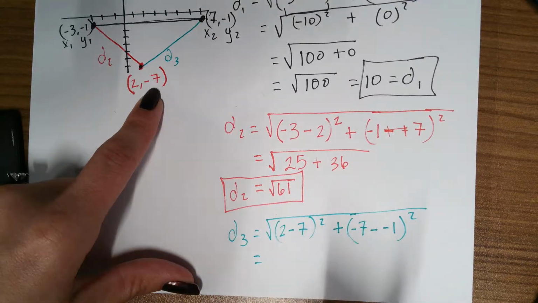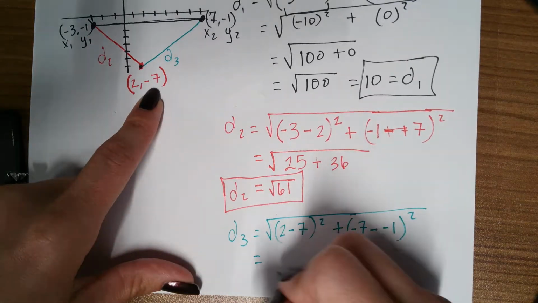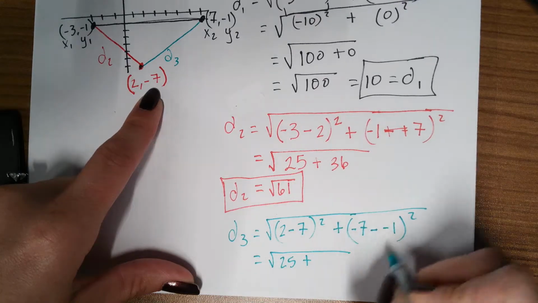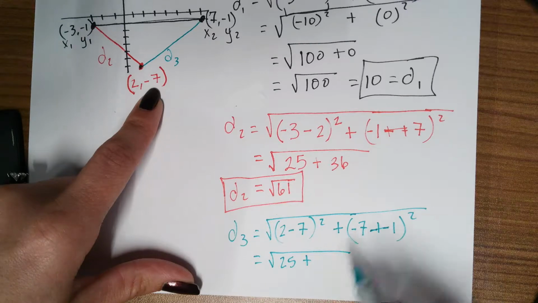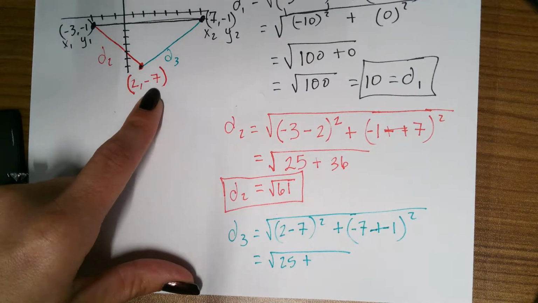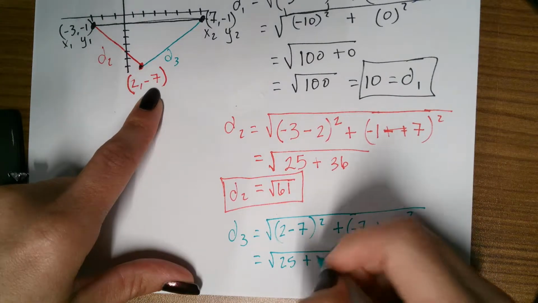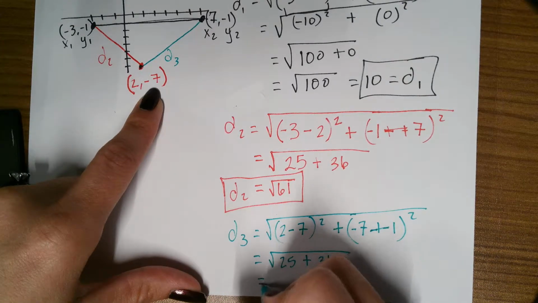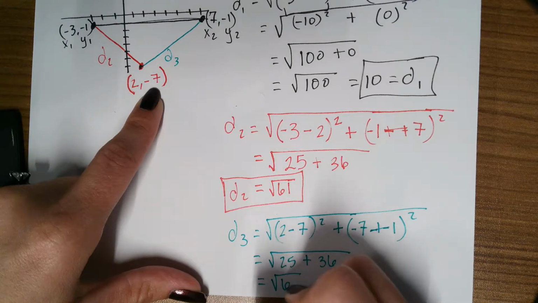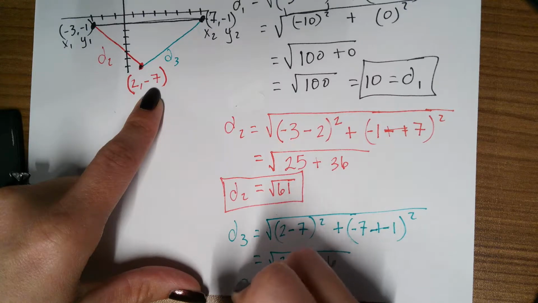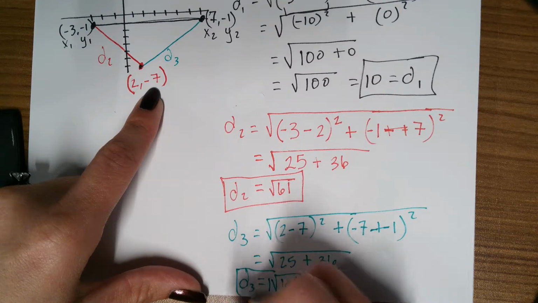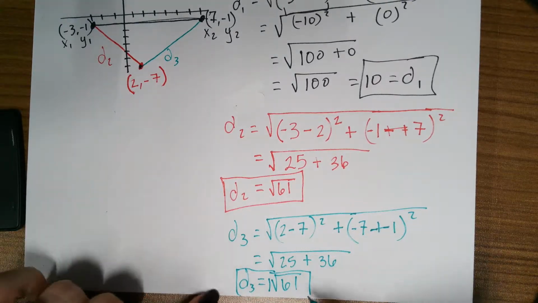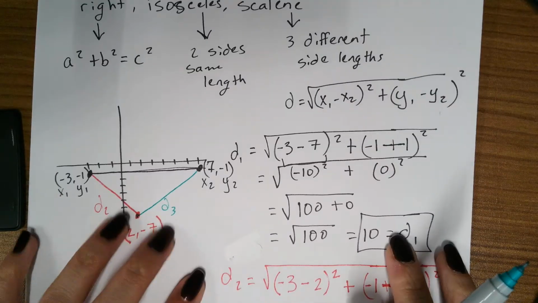2 minus 7 is -5, and -5 squared is 25, plus that double negative. So I have -7 plus 1 is -6. -6 squared is 36. So 25 plus 36 gives me the square root of 61. So D3 is the square root of 61. And so our side lengths are the square root of 61, the square root of 61, and 10.